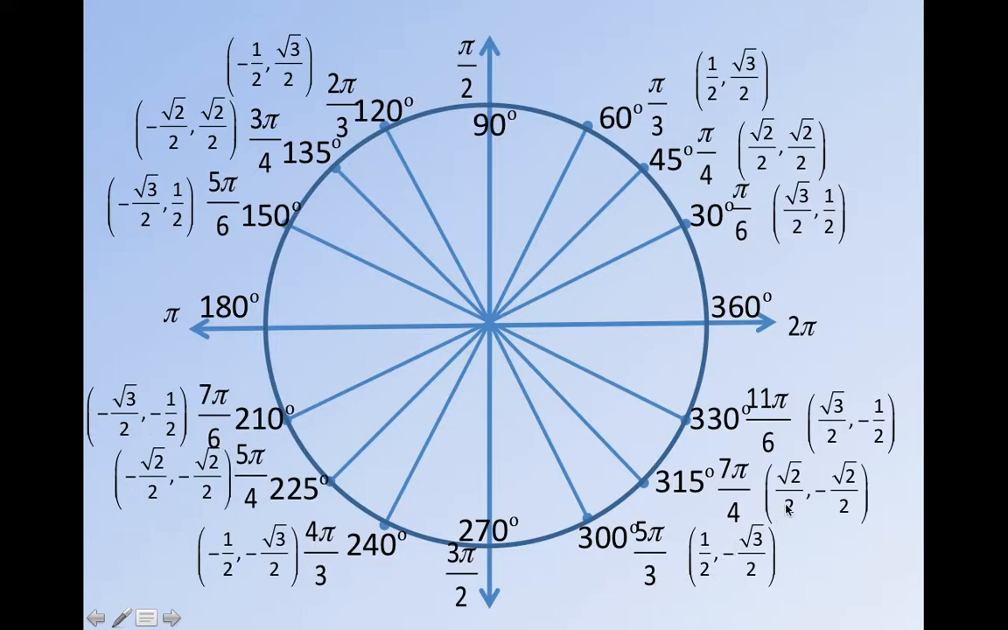Now, the only ones you have left are your quadrantal angles. And hopefully you know these because we've worked with them so much. The 0 or 2 pi is 1, 0. Cosine is 1, sine is 0. Pi over 2, 0, 1. Cosine is 0, sine is 1. 180, cosine is negative 1, sine is 0. And 3 pi over 2 or 270, cosine is 0, sine is negative 1.